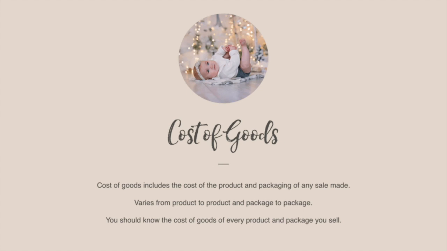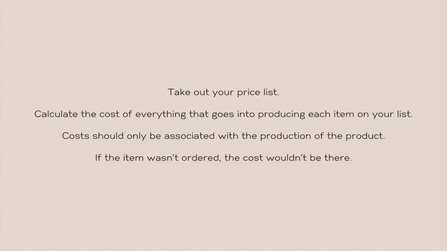So if you sell a collection that has 3 canvases and a frame and prints and whatever else, you need to go through and calculate everything that goes into that package so you know what the cost of goods is. So take out your price list right now if you have one, and calculate the cost of everything that goes into producing each item on your list. Cost should only be associated with the production of the product. If the item wasn't ordered, the cost would not be there.